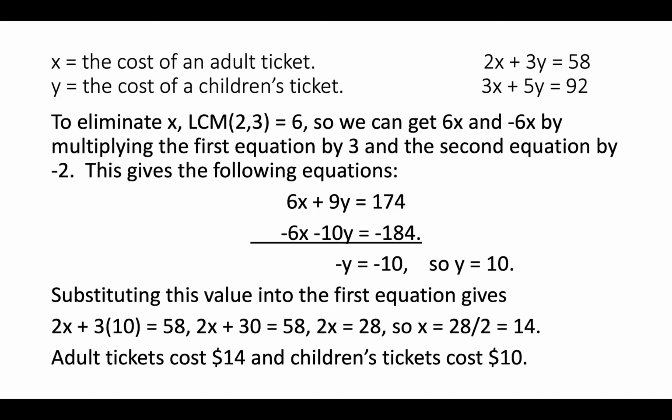To find x, we can substitute this into the first equation, so 2x plus 3 times 10 equals 58, or 2x plus 30 equals 58. Subtracting 30 gives us 2x equals 28, and dividing by 2 gives us x is 28 divided by 2, or 14. So adult tickets cost $14, and children's tickets cost $10.